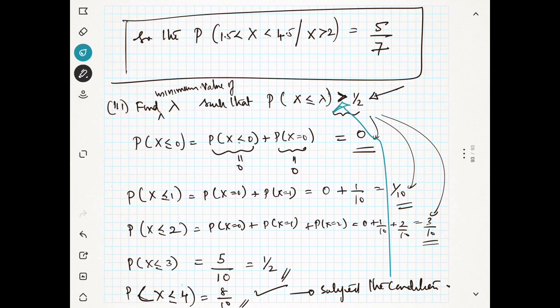So what is the lambda? Our lambda is 4. Our lambda is equal to 4 actually. So that is the minimum value of lambda which is satisfying this condition. I hope it is clear to you. Thank you.